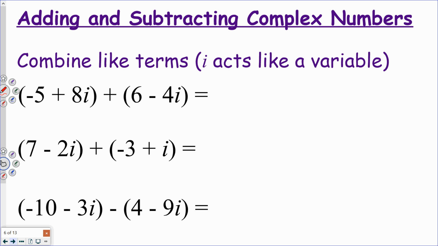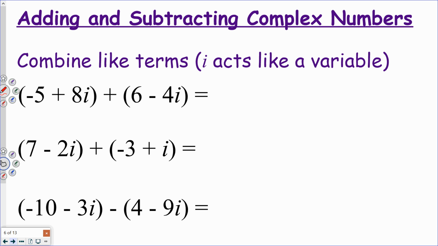Okay, so let's look back now at adding and subtracting. We went adding and subtracting with radicals. We did multiplying with radicals. Now we are adding and subtracting with i's, right? See how we've kind of shifted there a little bit? The same thing: when you have an i, it has to be a like term. They have to be alike.